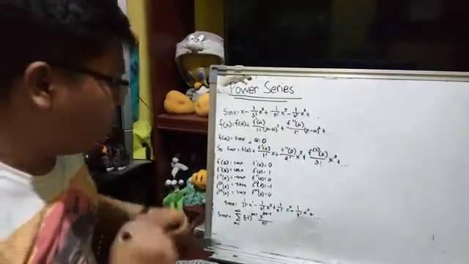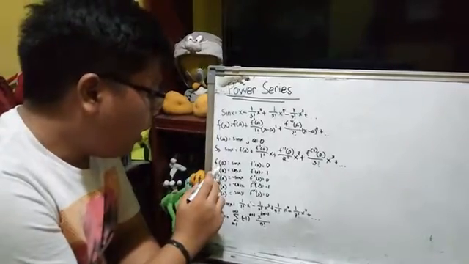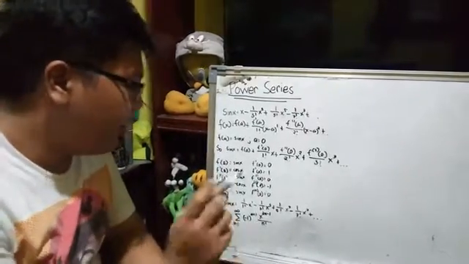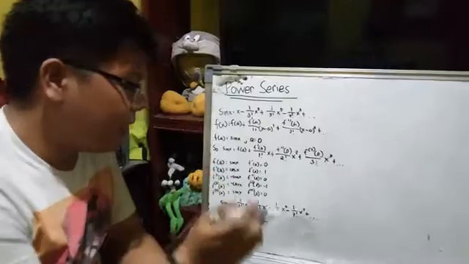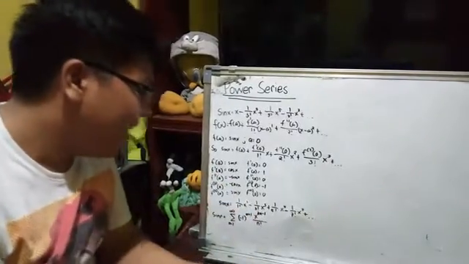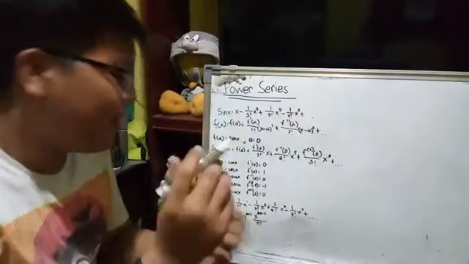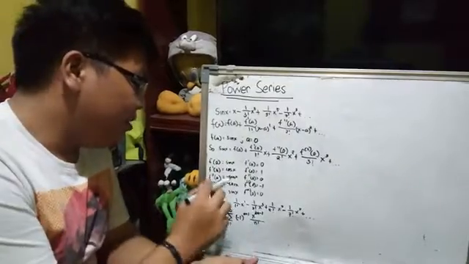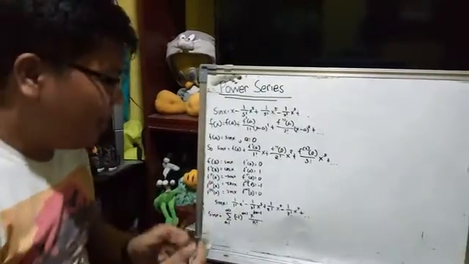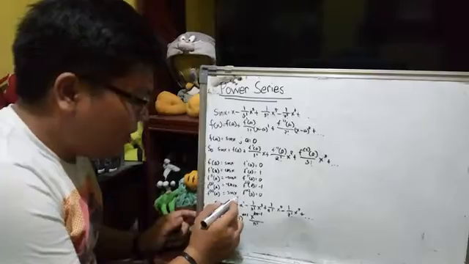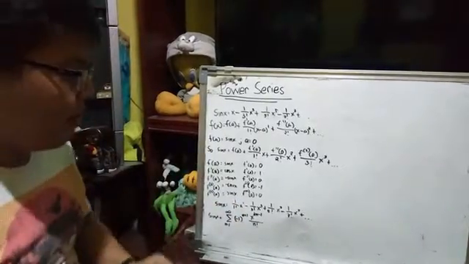So f of x is equal to sine x. The derivative of it is cos x, and the derivative of it again is negative sine x, and if you differentiate it again, it is negative cos x, and if you differentiate it again, the answer is sine x. So it just came back.